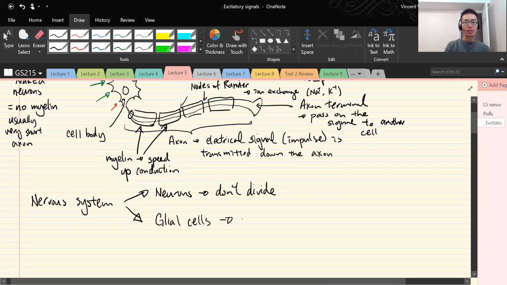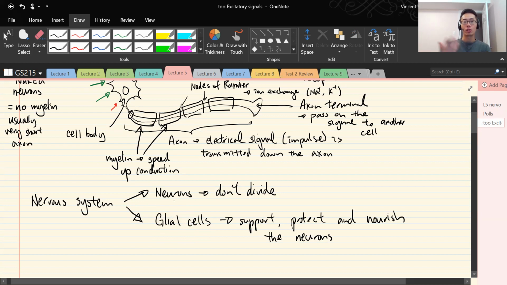So these support, protect, and nourish the neurons. Okay, so they can divide. And that's why brain cancer is a thing, right? Cancer is uncontrolled cell division. How do you get cancer if the neurons don't divide? Well, it's the glial cells that give rise to these brain cancers.